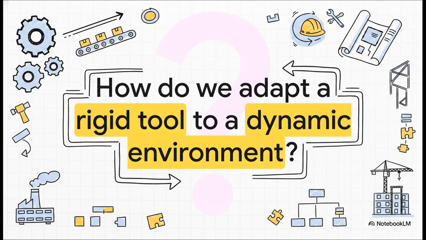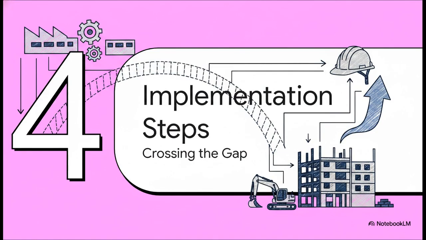How do we successfully adapt a rigid, linear tool built for factories into a dynamic, ever-changing project environment? Because our processes aren't generic assembly lines, we can't just copy and paste the Toyota playbook. Implementing VSM in construction requires some pretty substantial structural adaptation. We have to literally change how the tool is applied to fit the reality of our terrain. Let's look at how we actually do that in Section 4, the implementation steps.